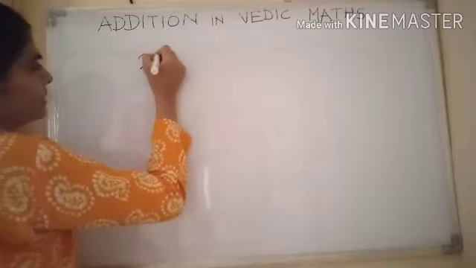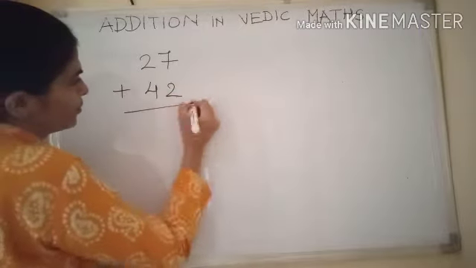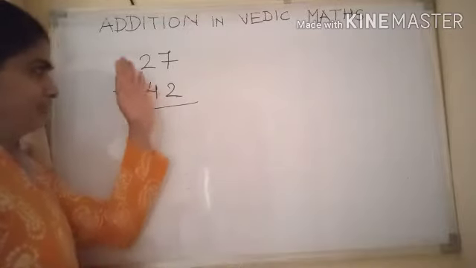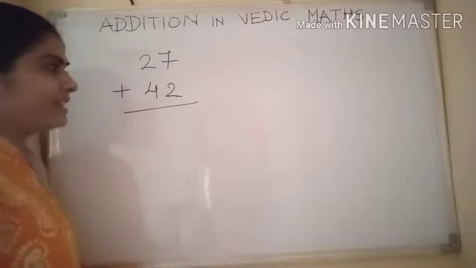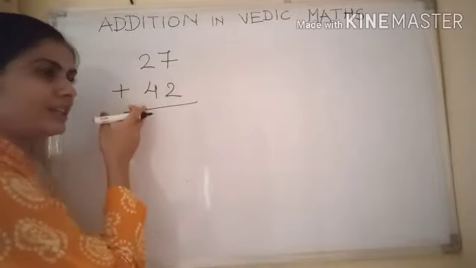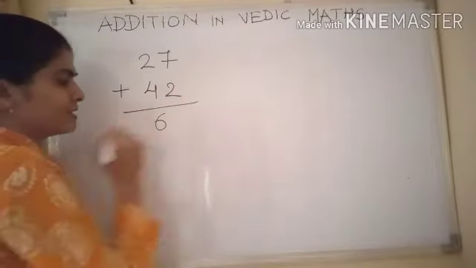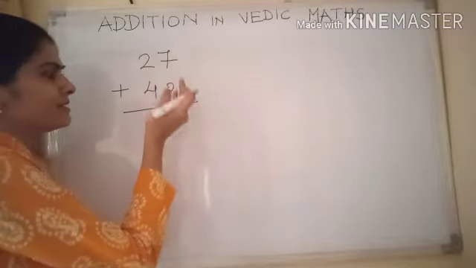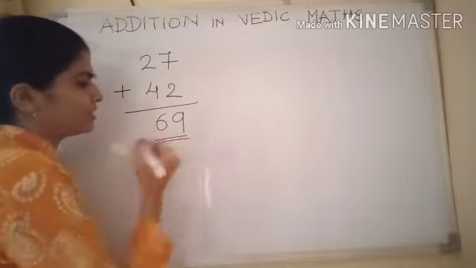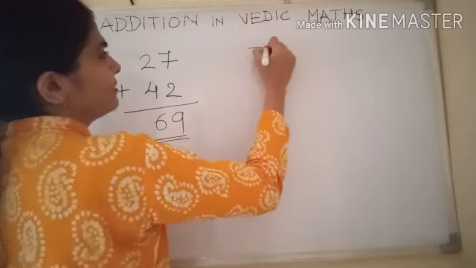Let us consider the numbers 27 plus 42. In Vedic maths, we need to do addition from the left hand side. In traditional maths, we start addition from the right hand side, but here we will start from the left hand side. So 2 plus 4 which is equal to 6, it is a non-carry combination. 7 plus 2 which is equal to 9, it is also a non-carry combination. So the answer is 69.